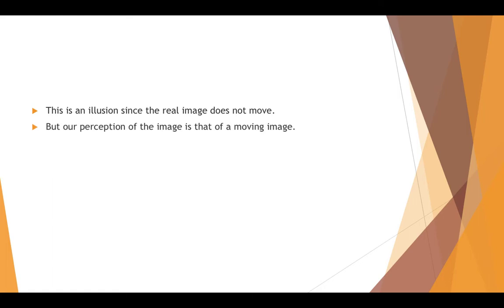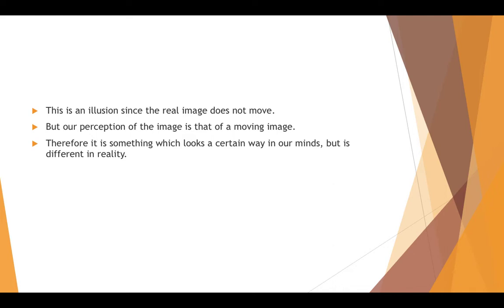So I'm going to take us off that before we get headaches. So, yeah, this is an illusion since the real image doesn't move, but our perception of the image is that it is moving. Therefore, it's something which looks a certain way in our minds, but is actually quite different in reality. Can you sort of see where this line of reasoning is going? If you think back to what we were talking about with direct realism, what direct realism says is there is a direct link between my mind and the mind-independent object that I'm going to perceive.